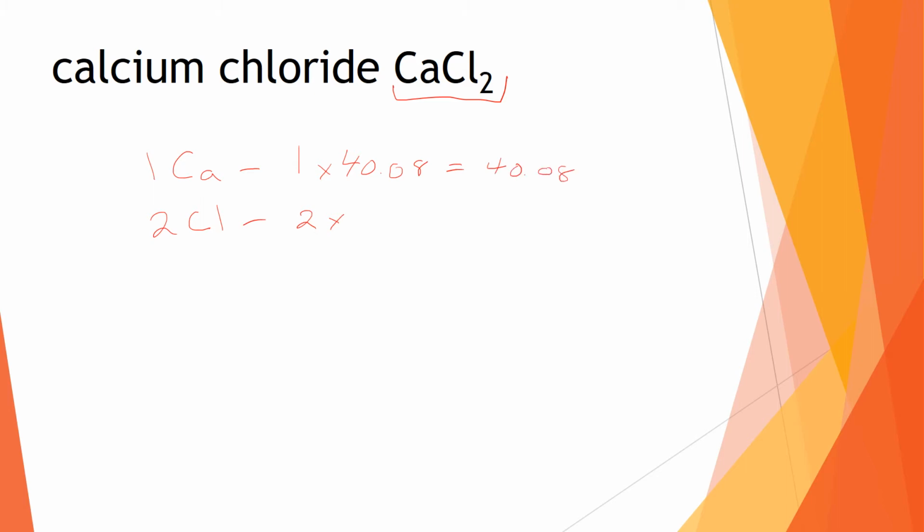And we have 2 chlorines. The atomic molar mass for chlorine is 35.45. 2 times 35.45, I don't have a calculator, but I think it's 70.90. So the atomic molar mass for 1 mole of calcium chloride is 110.98 grams per mole.